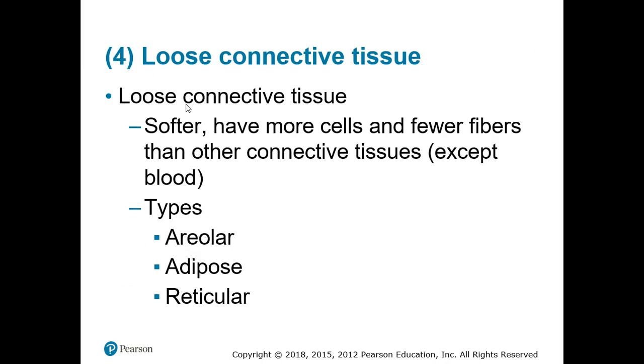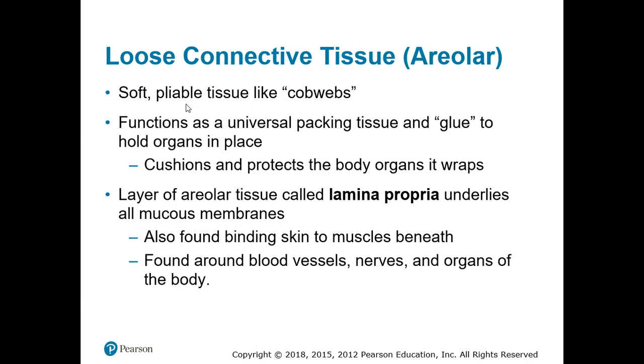The fourth type of five that we're going to talk about is loose connective tissue. Now, loose connective tissue, hence its name loose, is softer. The reason is because it tends to have more cells and fewer fibers. It is actually the softest of all of the tissues except blood. And there are three types: areolar, adipose, and reticular. Let's talk about each one individually.